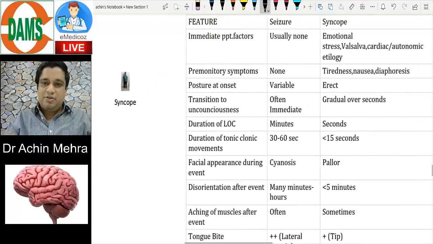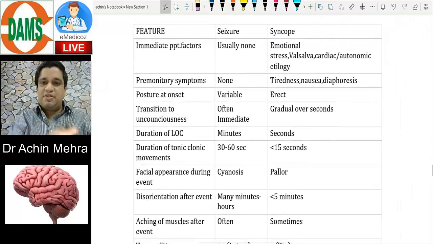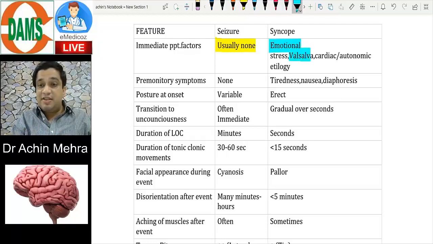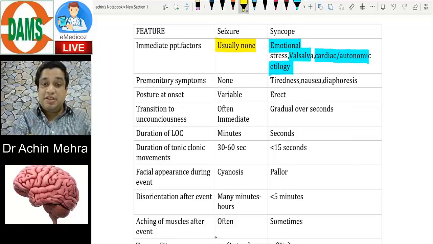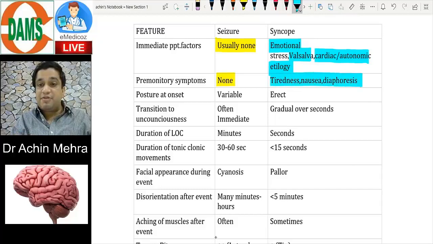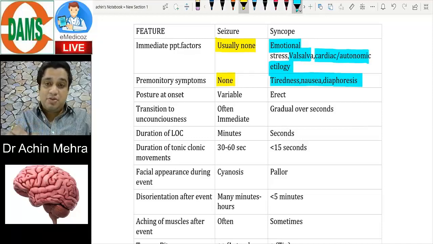Okay, now let's look at the quick differences between the two, seizure versus syncopal attack. Immediate precipitating factor: in a seizure episode, usually we don't have any, while in a syncopal attack, yes, there is emotional stress, there is a Valsalva, there is a cardiac or autonomic etiology in the background most of the time. Premonitory symptoms are usually not seen in a seizure episode, while premonitory symptoms like tiredness, nausea, diaphoresis are seen in a syncopal attack. Posture at the onset, yes, I've described this in the image also, is variable in a seizure episode, while in a syncopal attack, it's often erect posture.